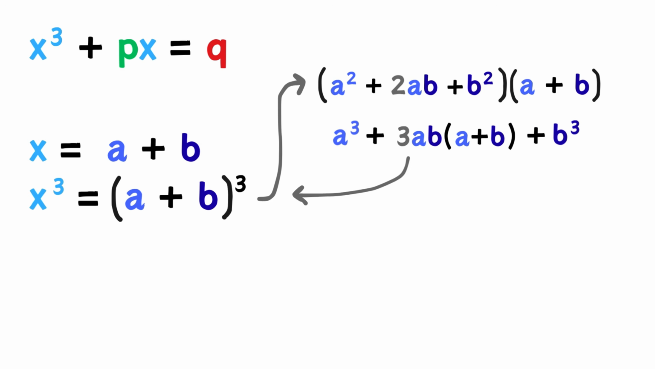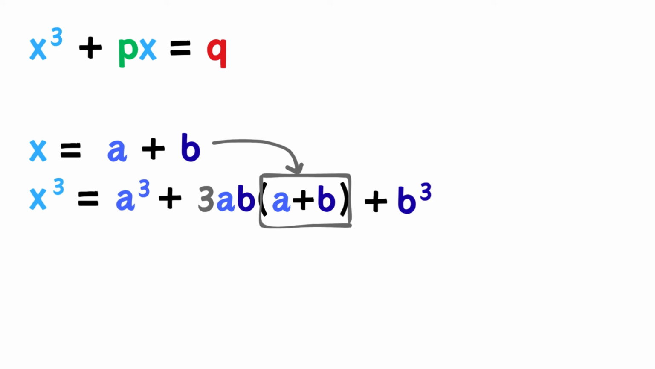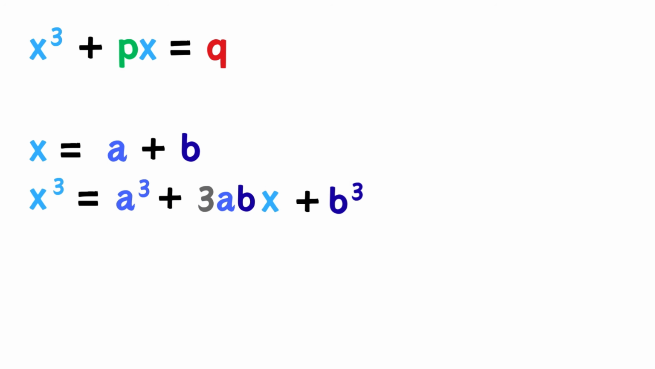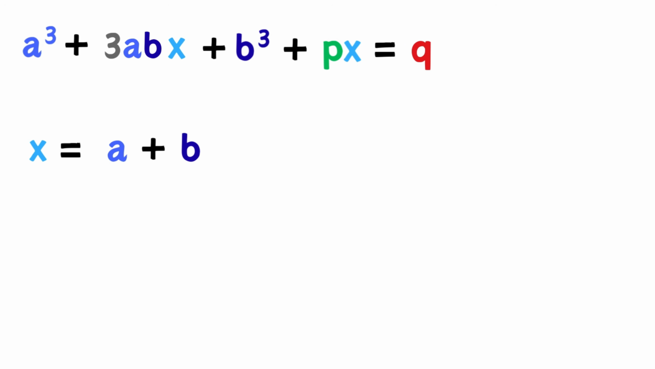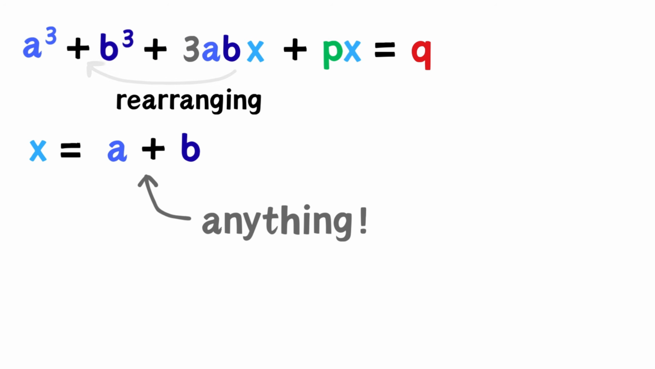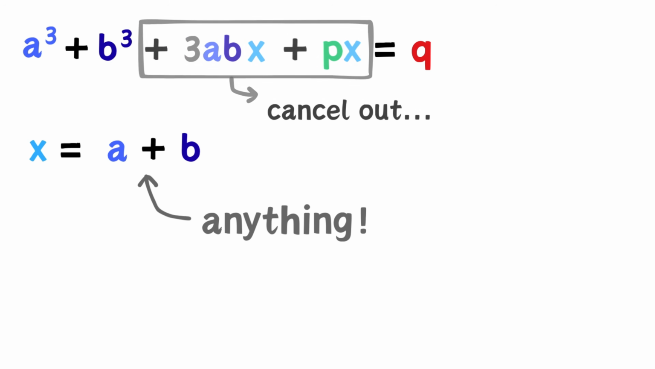And after expanding, we have this. Since a plus b is just x, we can simplify this even further. And now we can substitute this back into the original cubic, where something incredible happens. Right now, a and b can be any number. So if we choose a and b just right, we can make this middle part of the equation disappear.